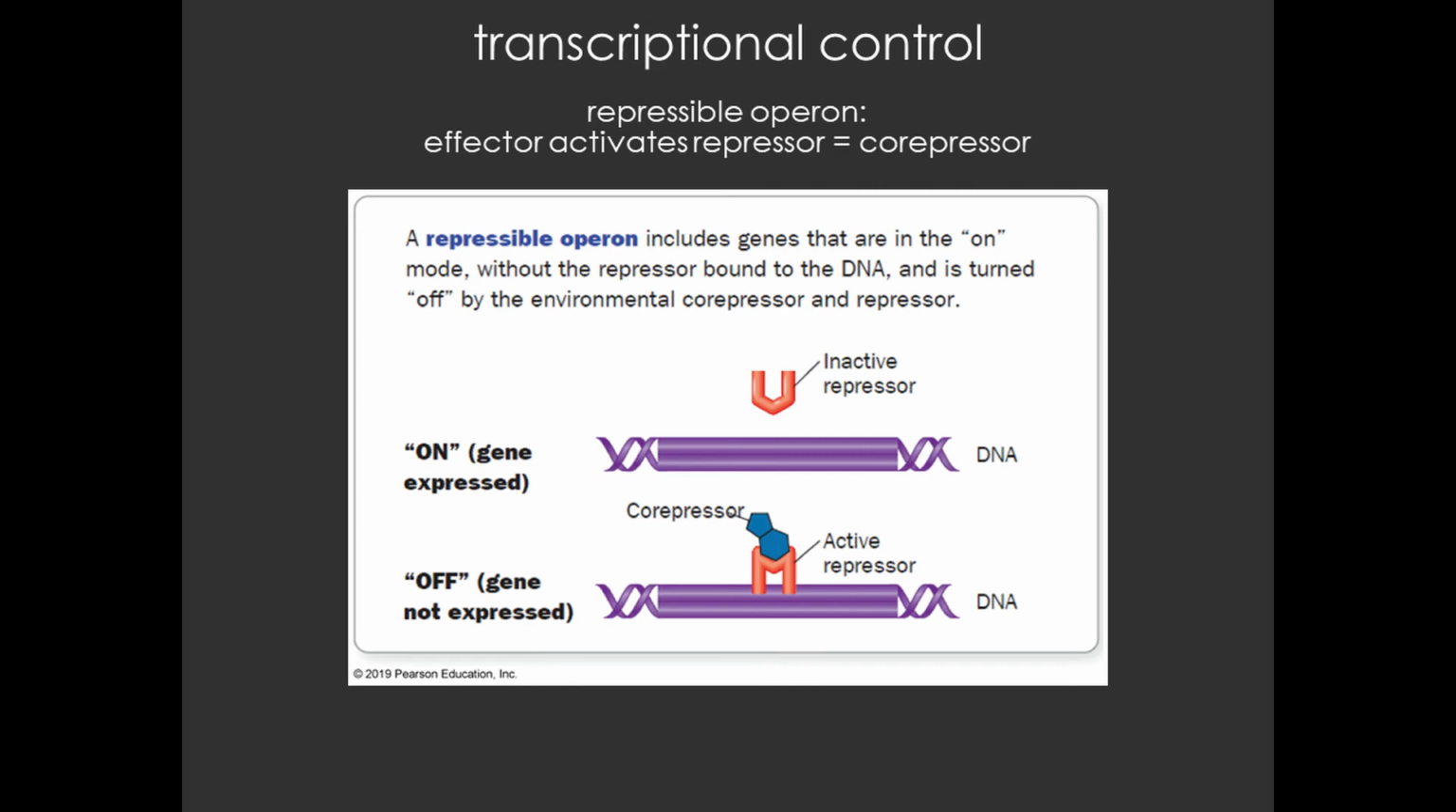So now, just like we did with lactose, we're going to take a specific look at a repressible operon in the tryptophan operon, which produces enzymes which build tryptophan, right? So inducible operons are for breaking things down for energy, and repressible operons are for building things that require energy.